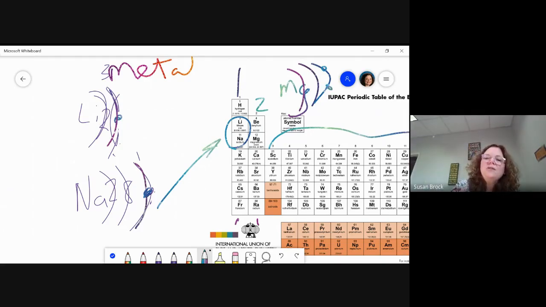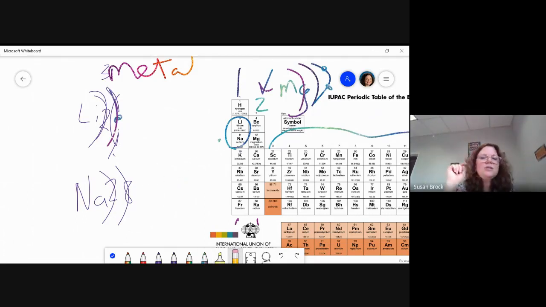Magnesium has 2 valence electrons because it's in the alkaline metals. To have a full energy level, that means 8 electrons in your outer energy level. So what happens with metals is they get rid of an electron. They lose an electron because now their lower energy level is full. So they lose that outer one to go down an energy level and have a full energy level that way.